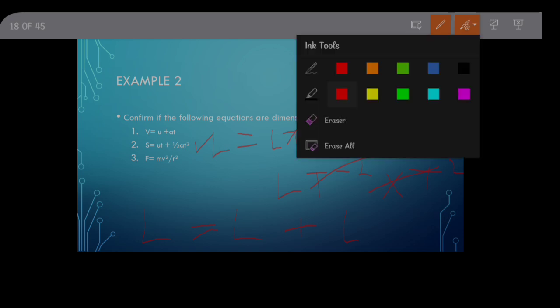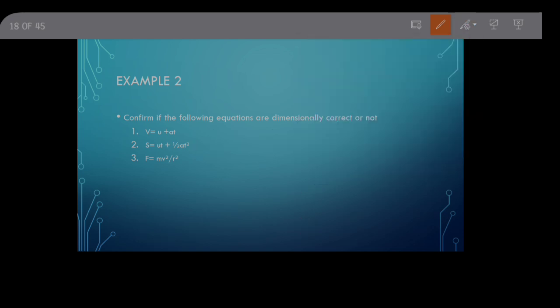Now, let's take a look at equation 3. Equation 3 is F equals to mv squared over r squared. That is our force. What is the dimension for force? If you remember, in the last question, we got the dimension for force to be MLT raised to power minus 2. I think that should be correct. Yes, that's correct. So, we have known our mass to be M.